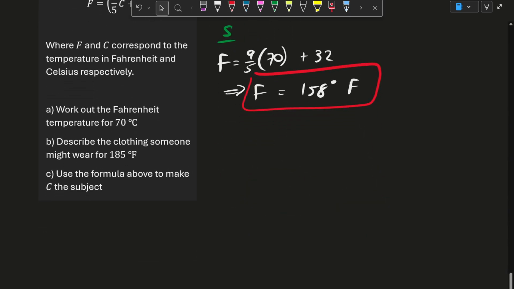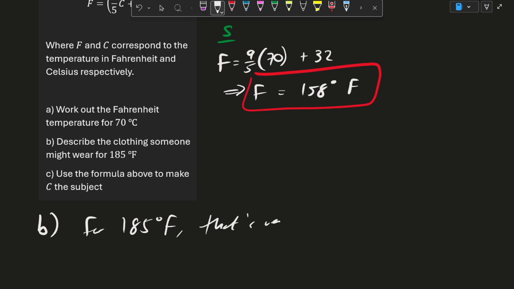Okay. The second question. Describe the clothing someone might wear for 185 degrees Fahrenheit. Now, noting that 158 degrees Fahrenheit is 70 Celsius, for 185 degrees Fahrenheit, we'll note that that's very hot. So, in this case, they might actually die from a heat stroke, because that temperature is very hot.